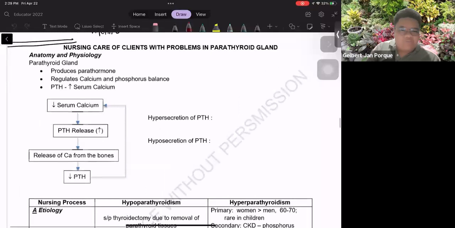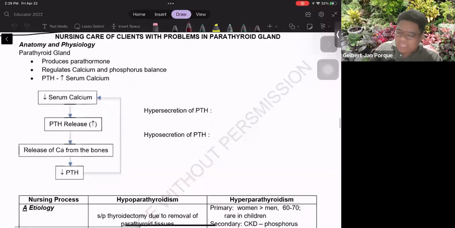Okay, class, review of anatomy and physiology. Your parathyroid gland, students, produces your parathormone and regulates the calcium and phosphorus balance. Now, class, as you can see, your PTH or your parathormone increases the serum calcium levels. One function of your parathormone is to increase your serum calcium levels. Now, class, I would want you to have an emphasis on the serum calcium. When I talk about serum, it pertains to your bloodstream, to your plasma levels.